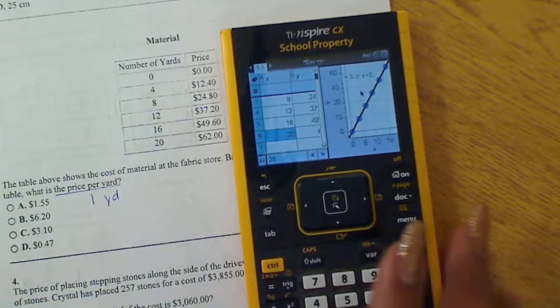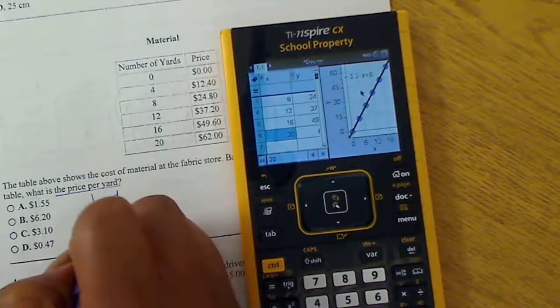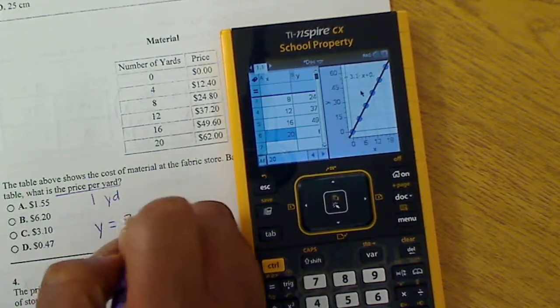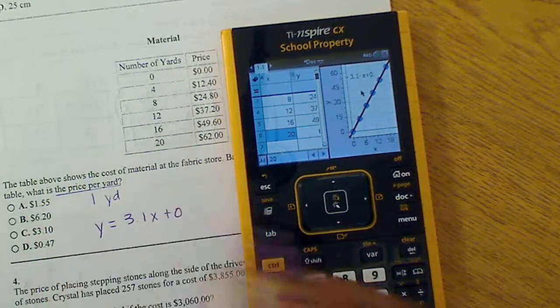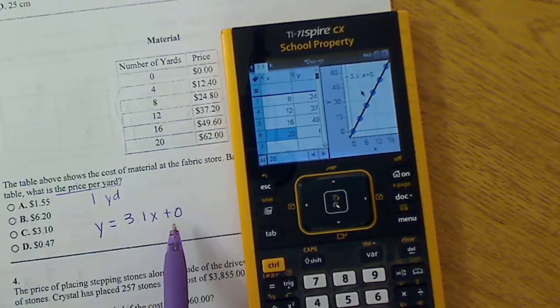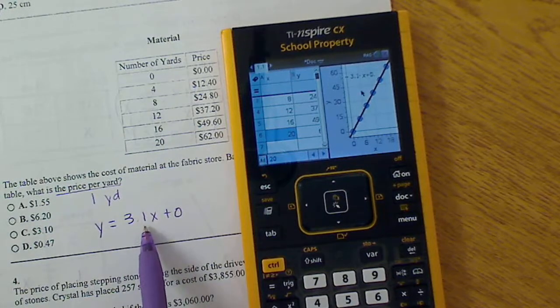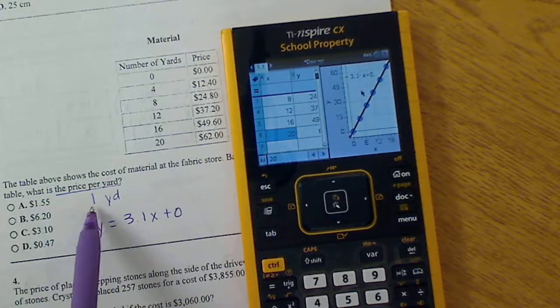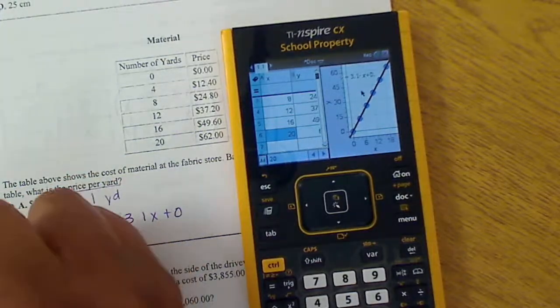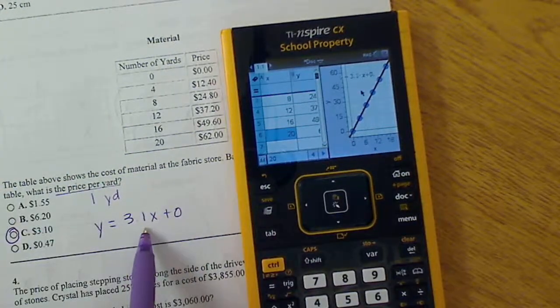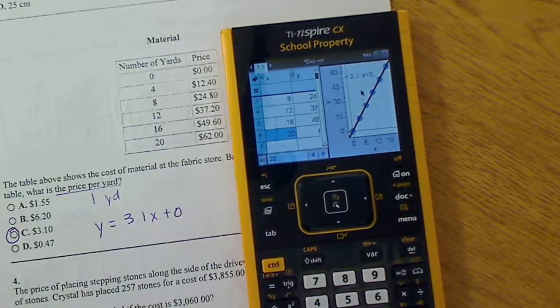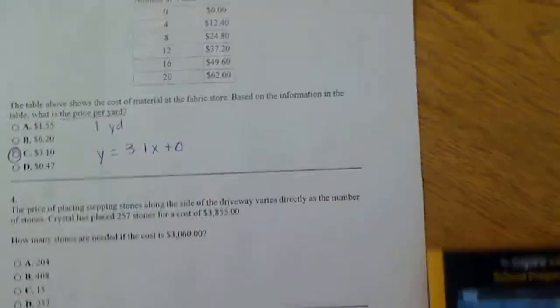What's the equation of the line that you get? Y equals 3.1x plus 0. I know it's a direct variation. 3.1 being my slope. I know that that's the same as a unit rate, which is the price for 1 yard. So what is my answer? C, $3.10. 3.1 is the same as $3.10. Does anyone have a question about that one? All right, let's move to our last one.